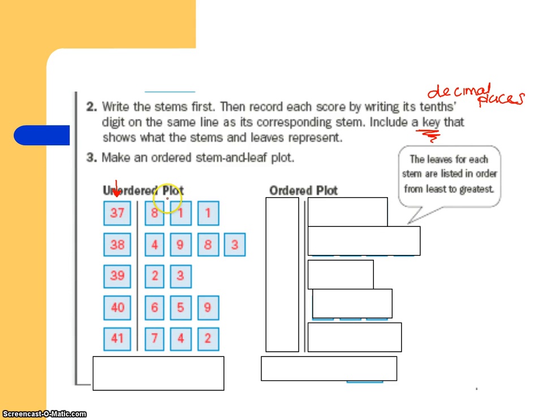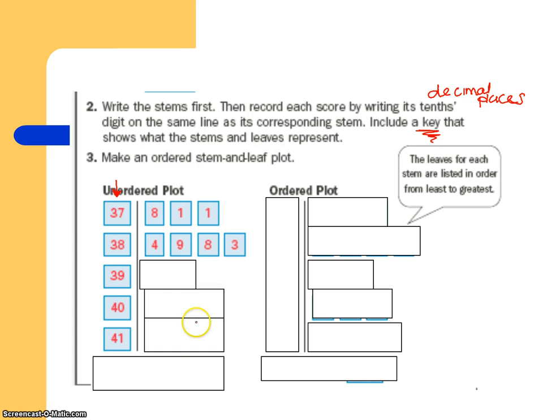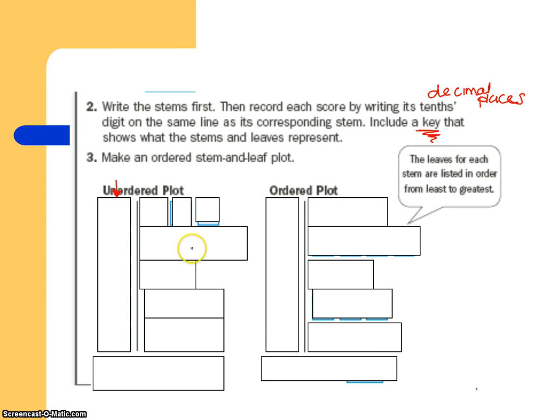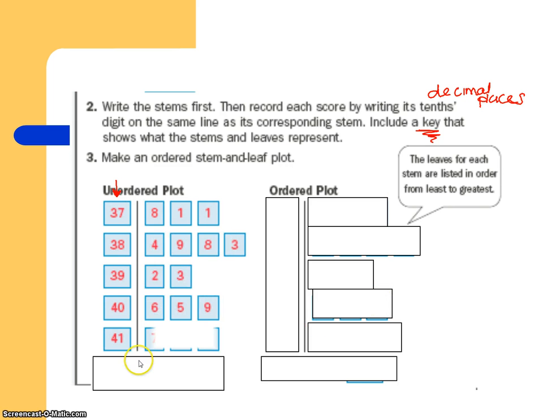Before I finish putting the leaves on, I always count to make sure I'm done: 1, 2, 3, 4, 5, 6, 7, 8, 9, 10, 11, 12, 13, 14, 15. Going back to my data, I should have 15 as well, which obviously is set up here. So, because I have 15 in my plot, I should have all the numbers on the data display.